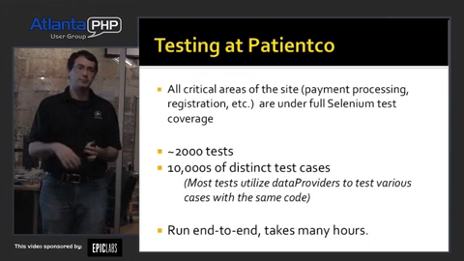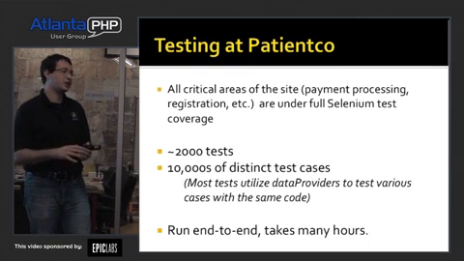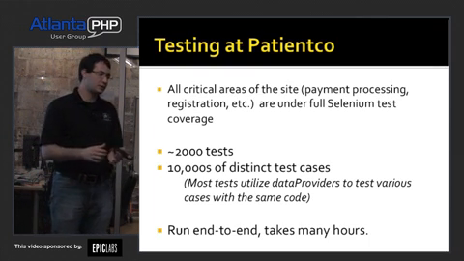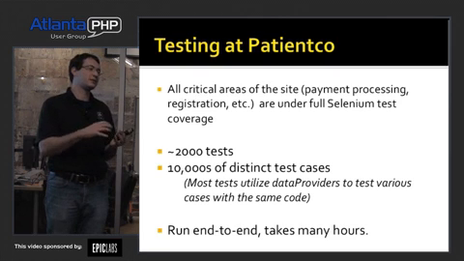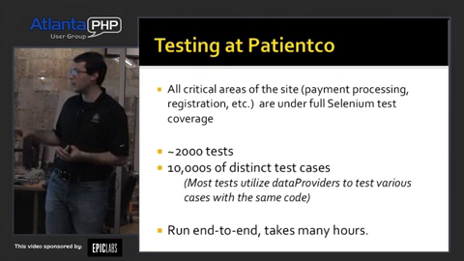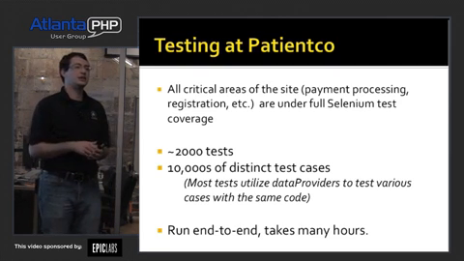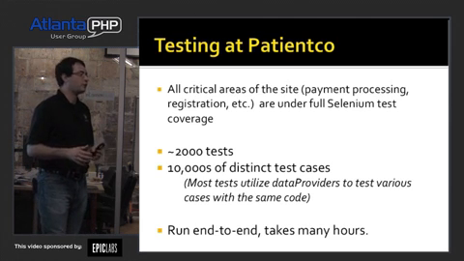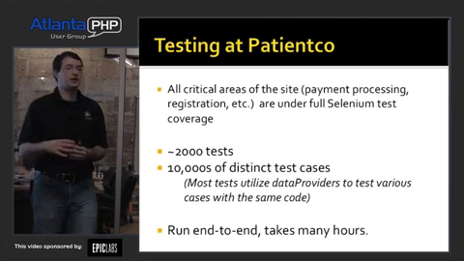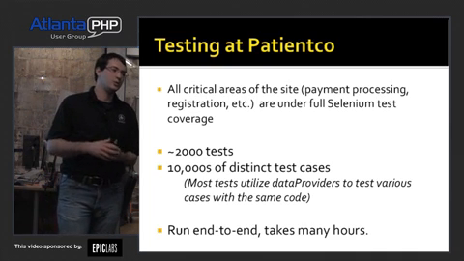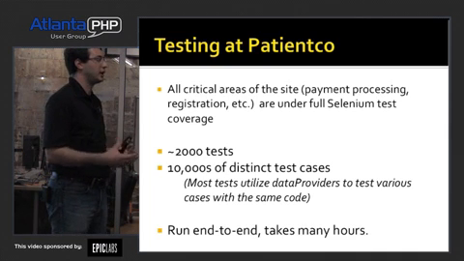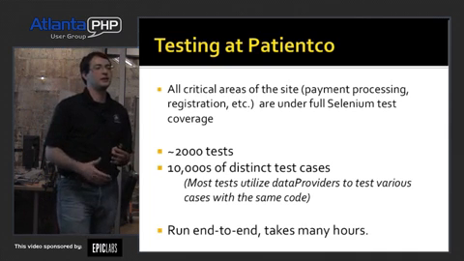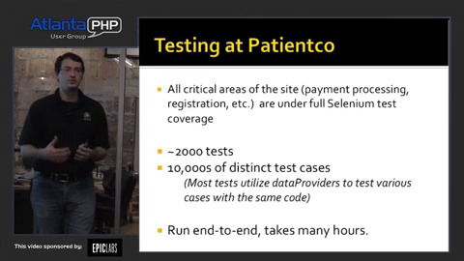Today, our test suite, I pulled some statistics on it this morning. We're sitting right now at about 2,000 tests. Those are individual test functions. But tens of thousands of distinct test cases. And so how do we get from 2,000 to tens of thousands? Well, for each test function we write, we use what's called a data provider, which is a method of injecting different sets of tests using the same function.